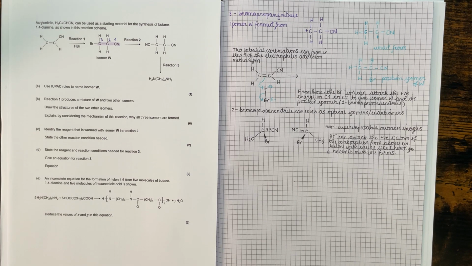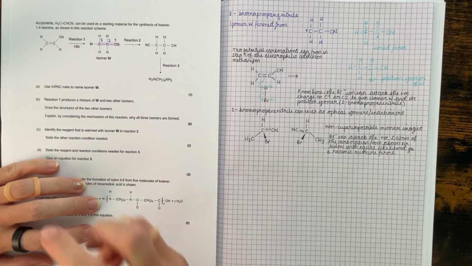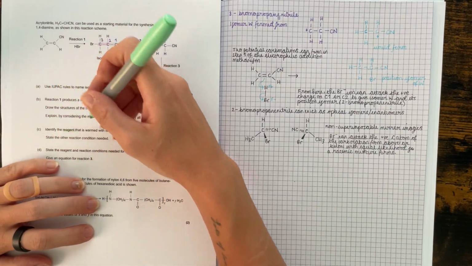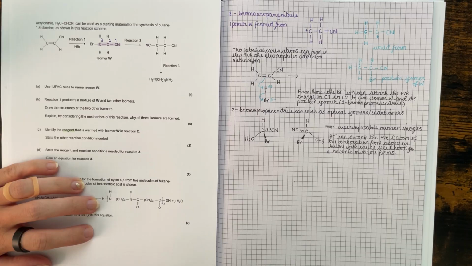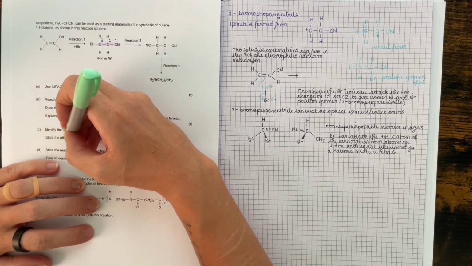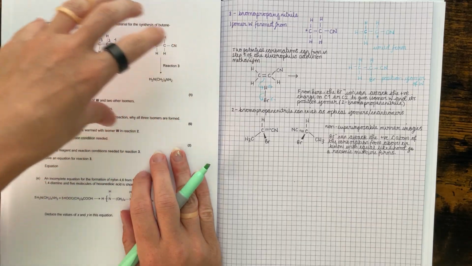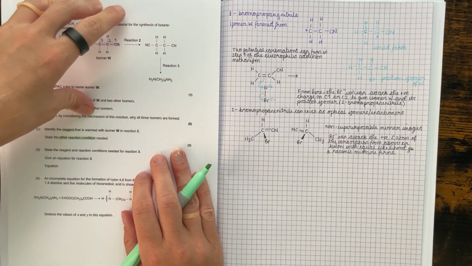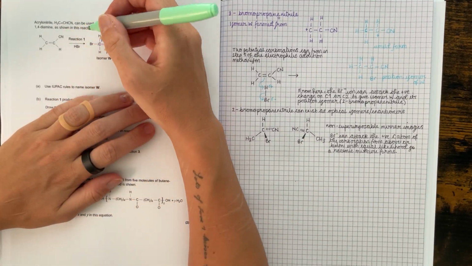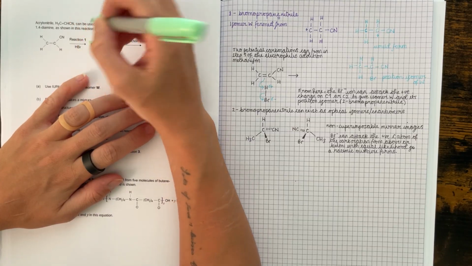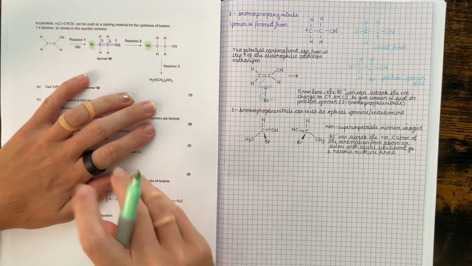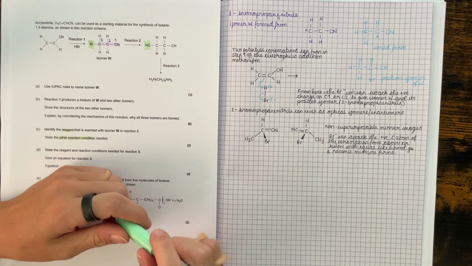And then, as I said, really common for this kind of question, we're then moving on to think about reaction 2. So we've got to identify the reagent that is warmed with isomer W in reaction 2, and then state the other reaction condition needed. So when you've got the synthetic steps written out like this, I would always recommend comparing what did I have before and what do I have after the reaction has taken place.